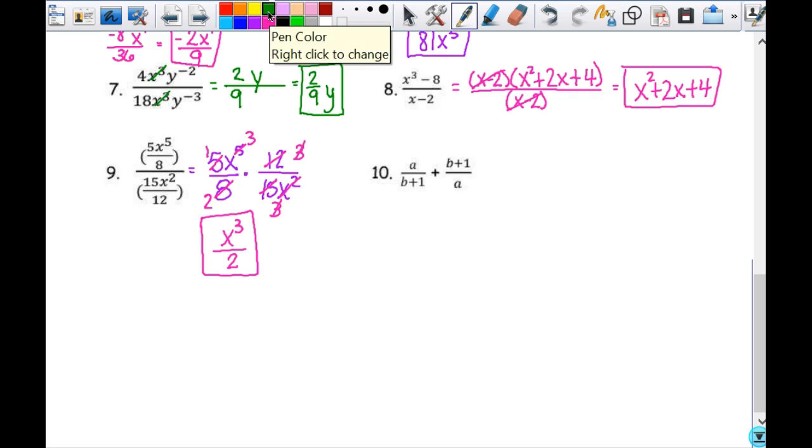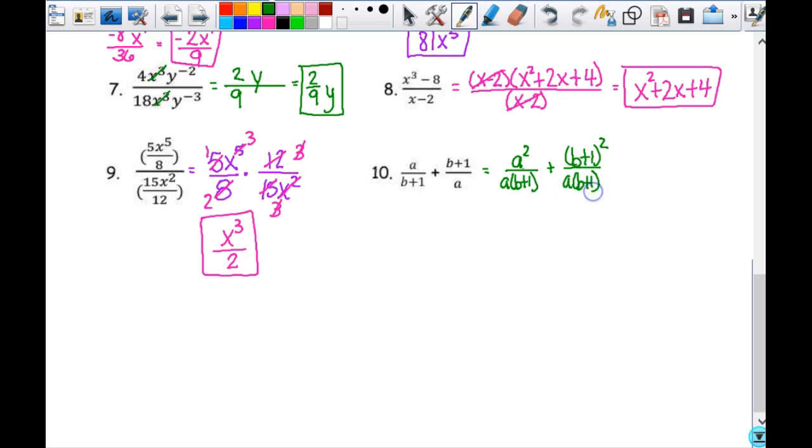All right. So then here I've got to get my common denominator. My common denominator is going to be a times b plus 1, which means this numerator here, I'm going to need to multiply this by a over a. So it's going to become a squared over a times b plus 1. Plus, I've got to multiply this by b plus 1 over b plus 1. So that's going to be plus b plus 1 squared over a times b plus 1.